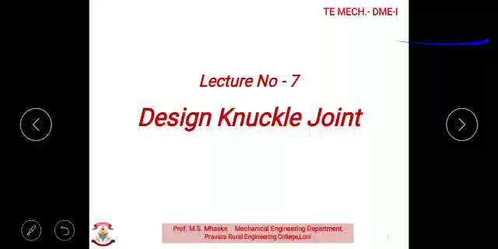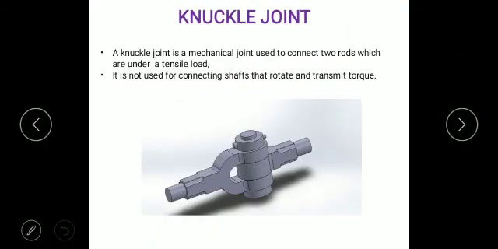So today we'll see the design of the knuckle joint. As we know, the knuckle joint is one more simple machine component, like the cotter joint. In the last lecture we finished the design of the cotter joint. Basically that cotter joint was used when it is subjected to tensile and compressive stress in the axial direction. Similarly, we have one more joint, that is the knuckle joint.